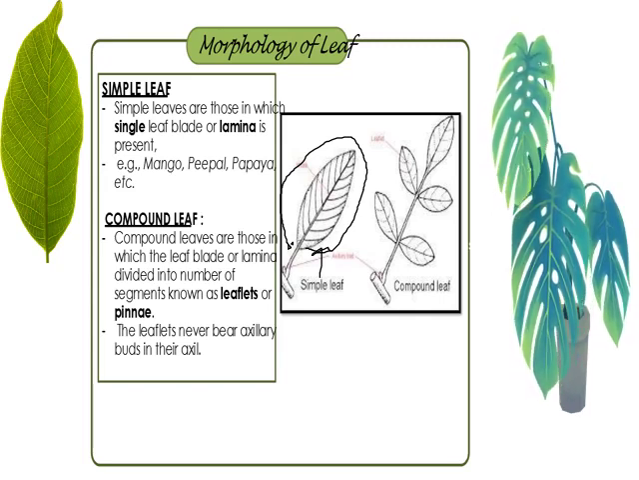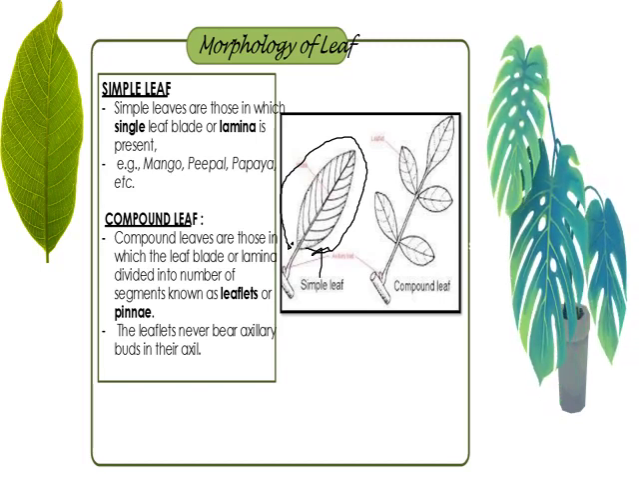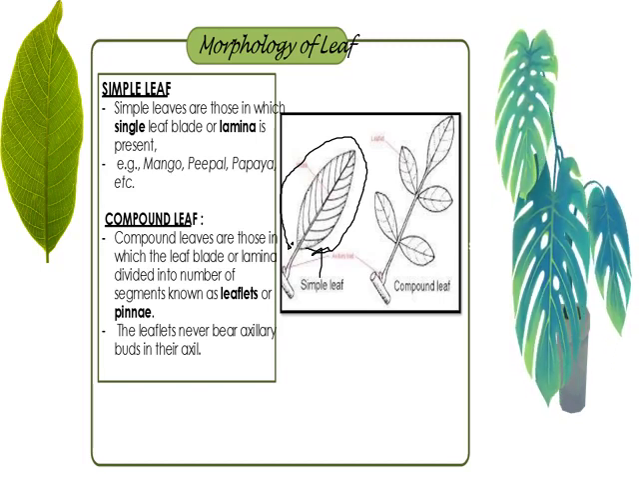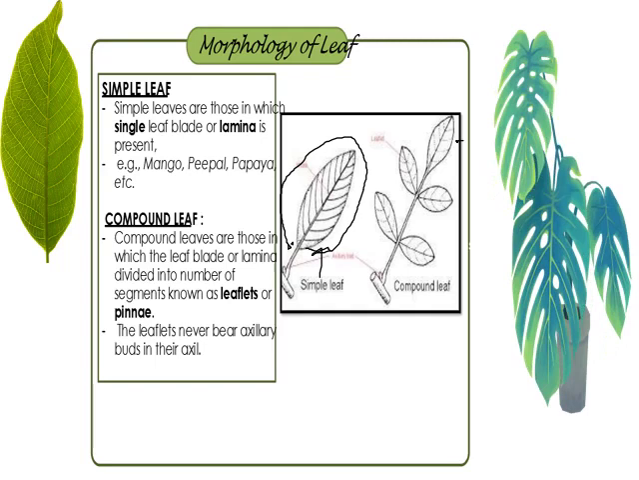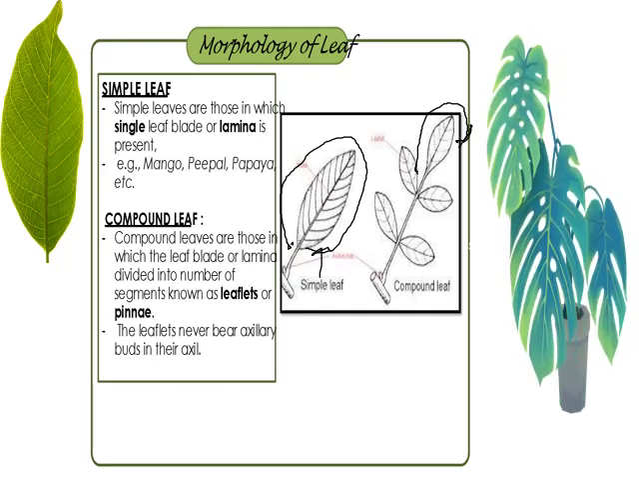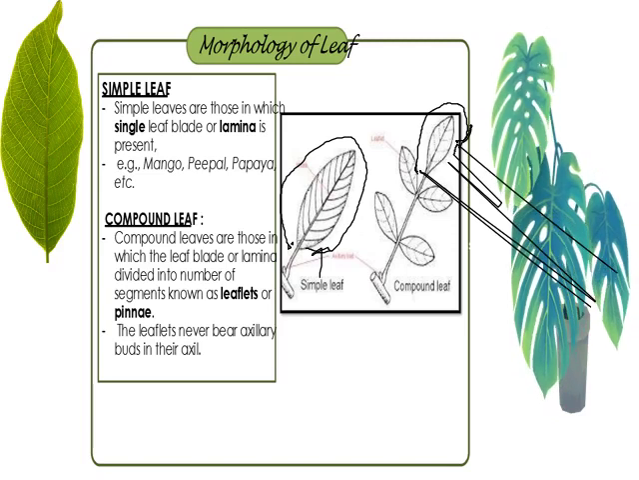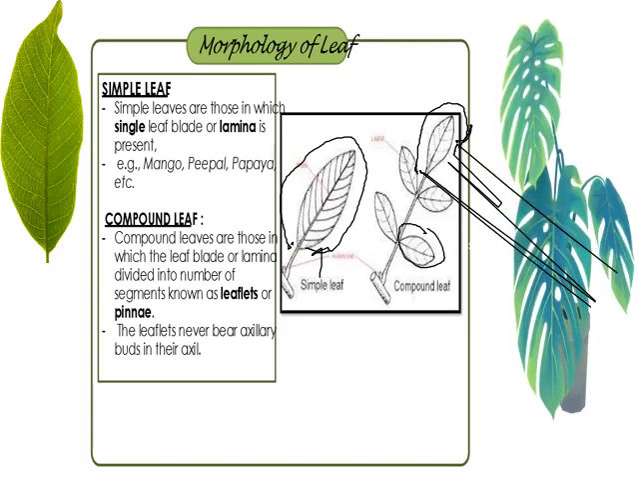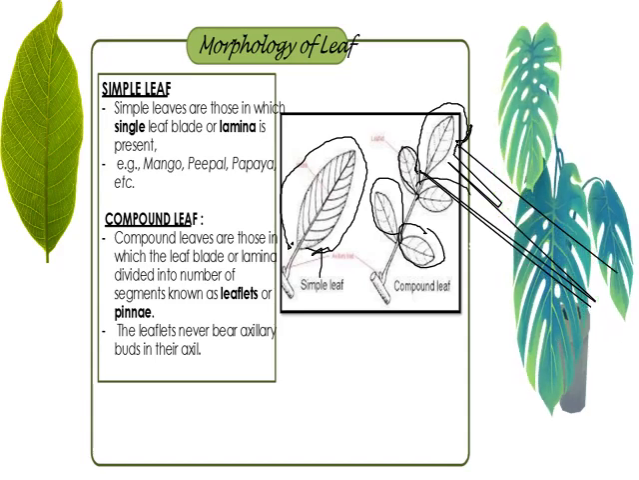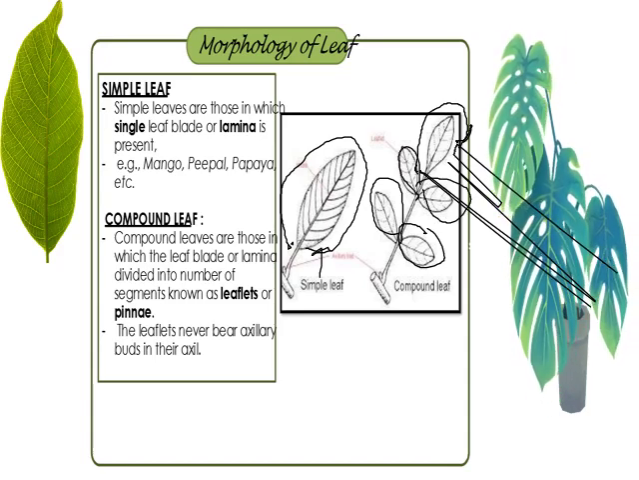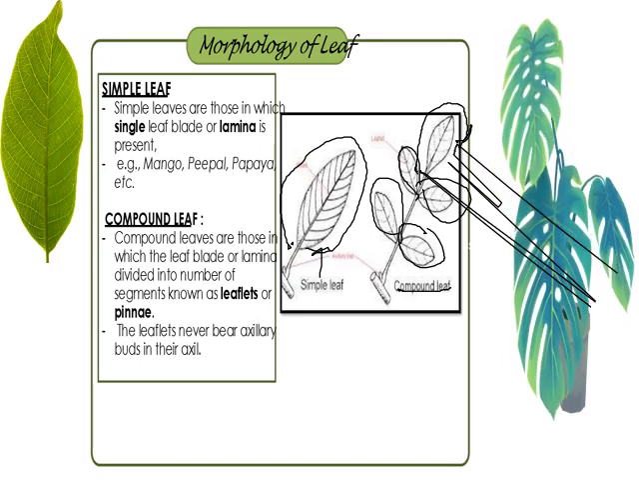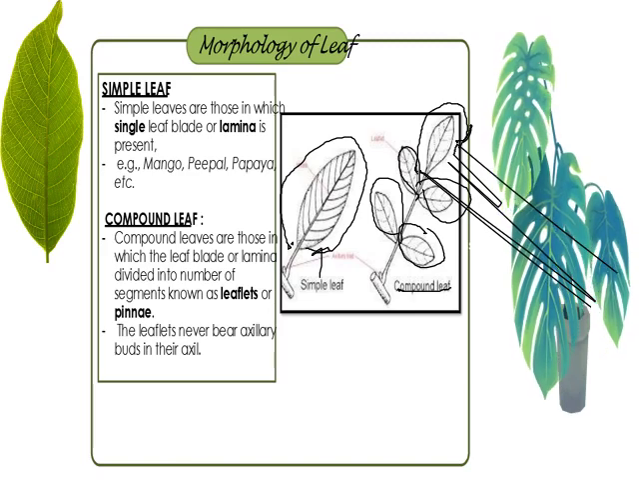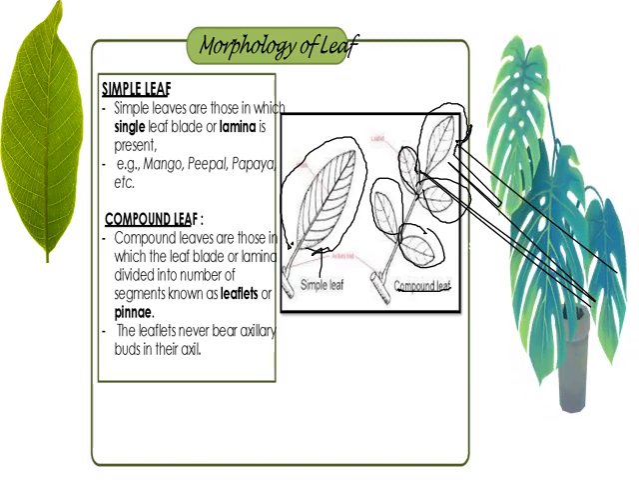The other one is the compound leaf. Compound leaves are those in which the leaf blade or lamina is divided into segments known as leaflets. So here this is not a leaf, this is a leaflet or leaf segment. This is a leaflet, this is a leaflet, this is a leaflet. They all combine to form a leaf, and such a leaf we call a compound leaf. A leaflet is also called pinnae. The leaflets never bear an axillary bud in their axils in a compound leaf.